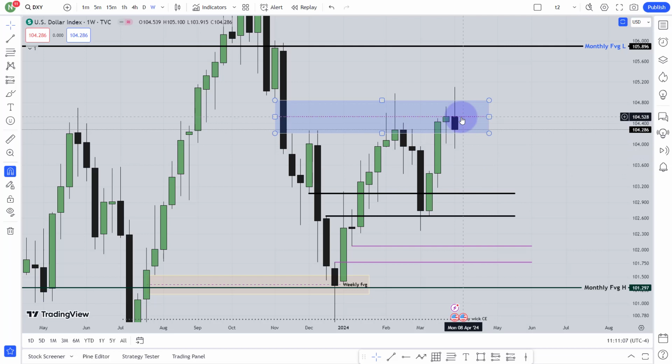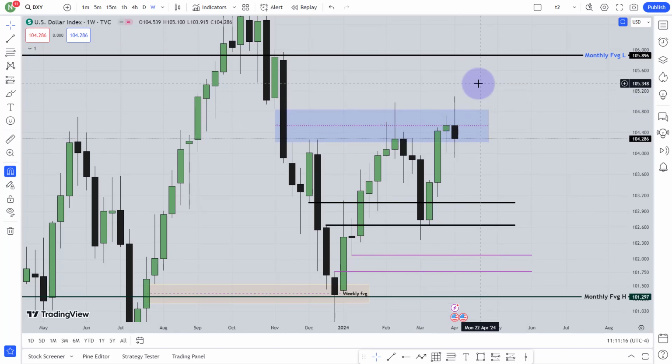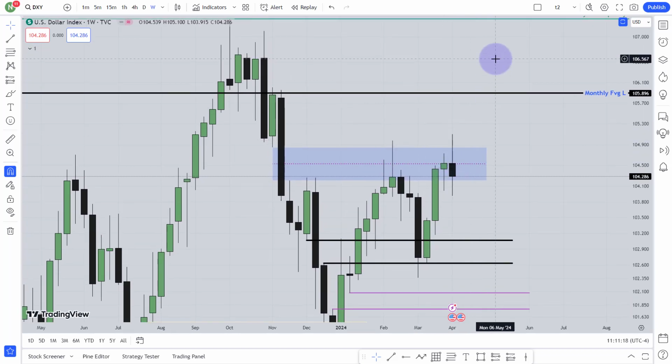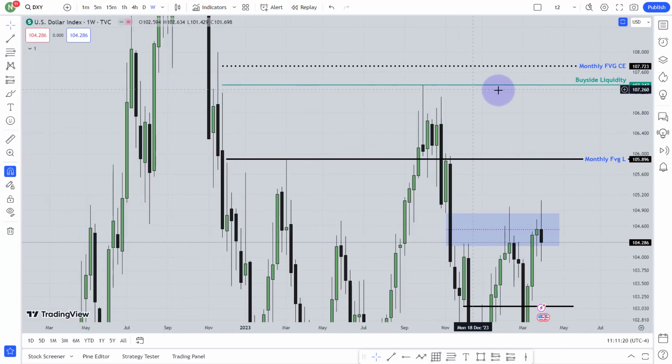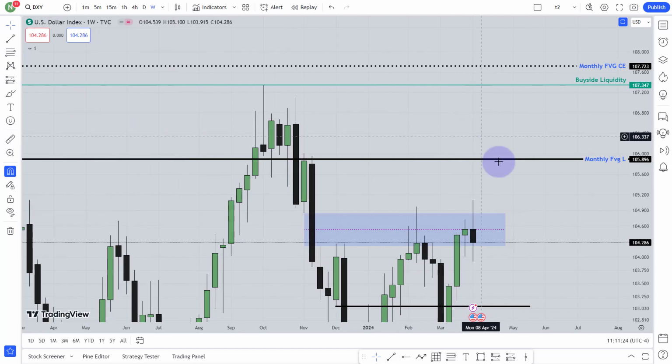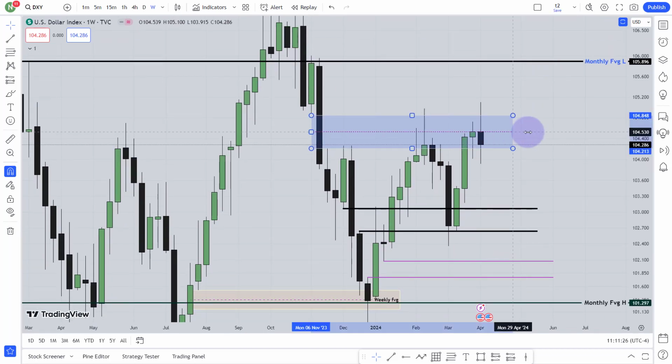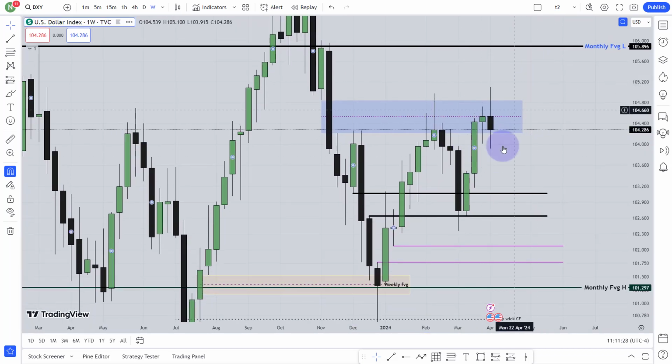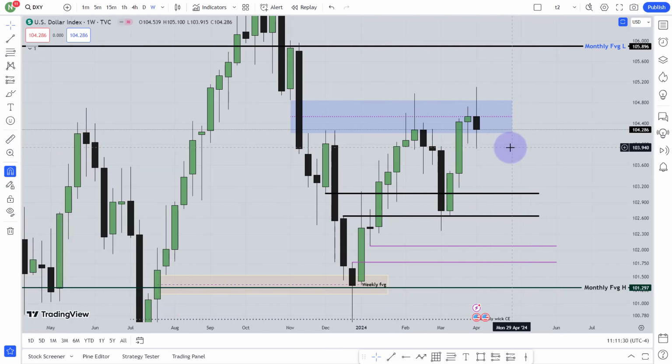Why? Because the market failed to close above the consequent encroachment and it never works with the upper portion. If it starts to work with the upper portion or if it breaks the fair value gap, then I will start to think the market is going higher toward that buy side liquidity. There is my buy side liquidity. I mean, there is some other level as well, but after breaking this fair value gap, I will start to look for the buy run. Okay, but right now I'm still thinking that the market is going lower.